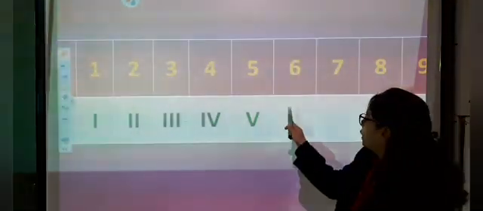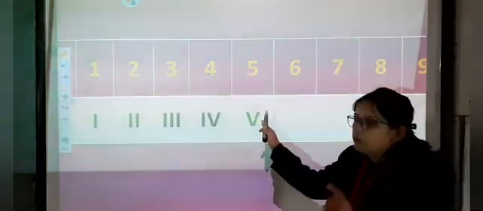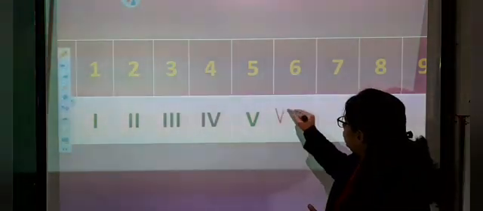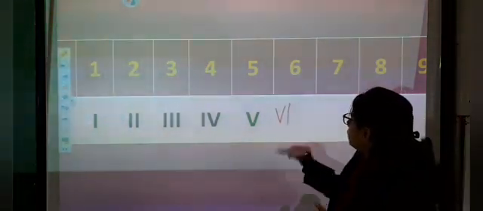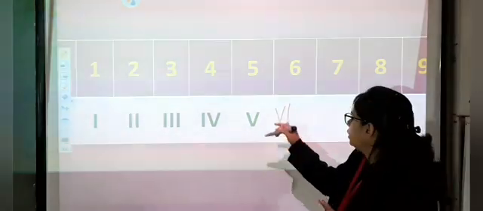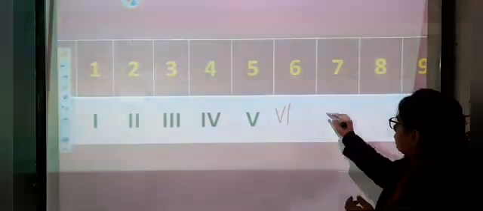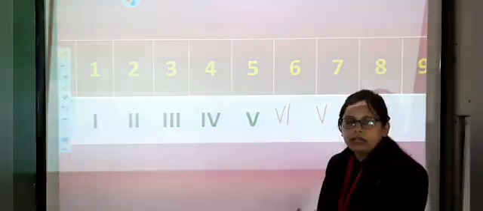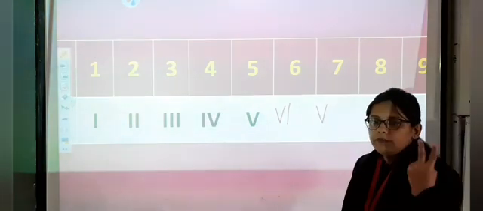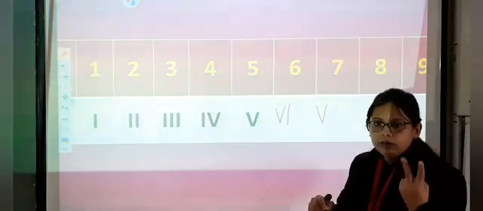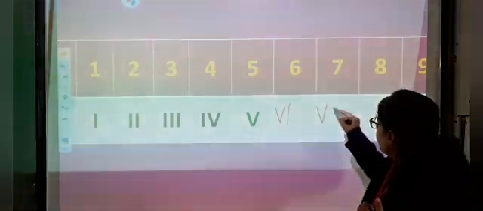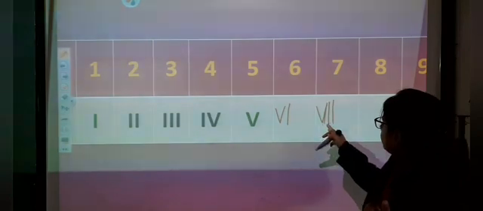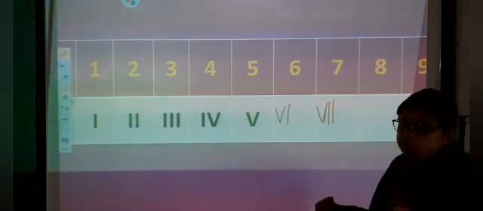Okay. Now for 6, what is 6? 6 is 1 more than 5. So first write 5 and then 1. 1 is for I. So it is 6. For 7, V is for 5. And what is 7? 7 is 2 more than 5. So for 2 you have to add 1 plus 1. For 1 we have I. And now 5 plus 1 is 6, plus 1 is 7.